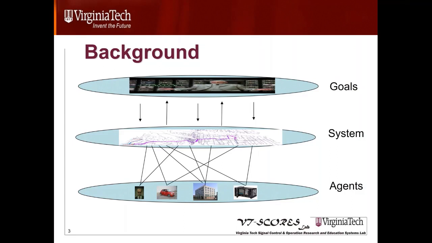If you have buses on the network, you have transit bus priority. If you have an emergency vehicle, you have signal preemption. So these sorts of communications are going to be happening in your network as well.